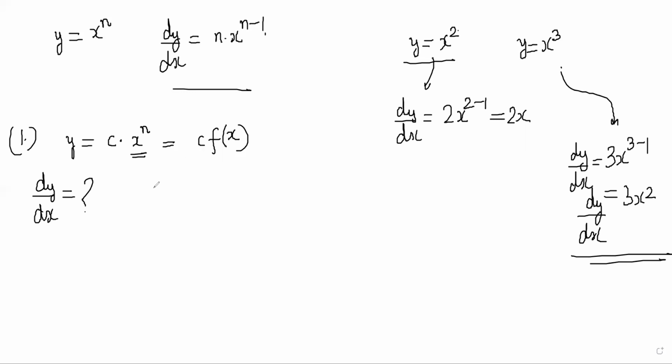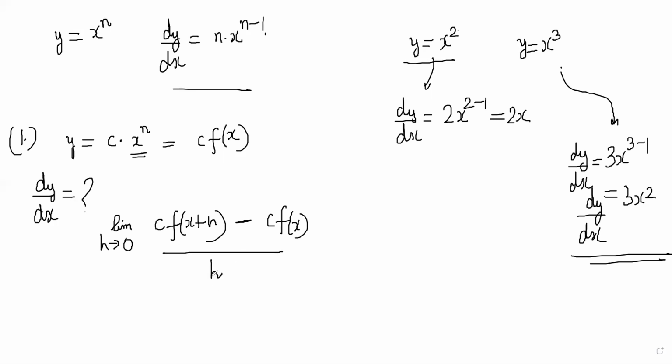Again, I will follow my limit method and I will say limit of h tends to 0. In place of y, I have to put x plus h, so it will be c f of x plus h, minus c into f of x, by h, right? Are you understanding what is happening here? It's the same thing, but you just substituted with h.